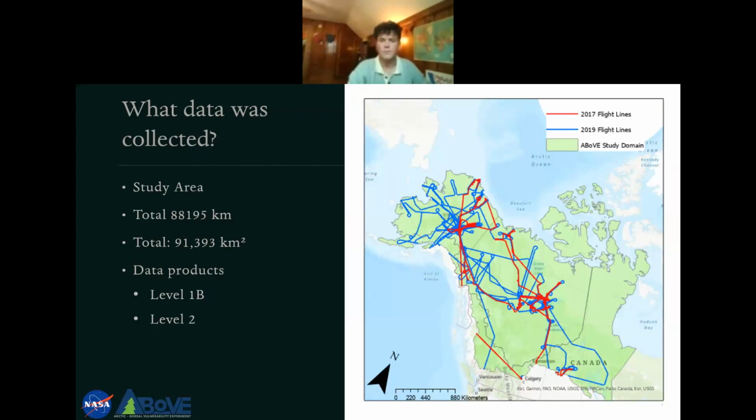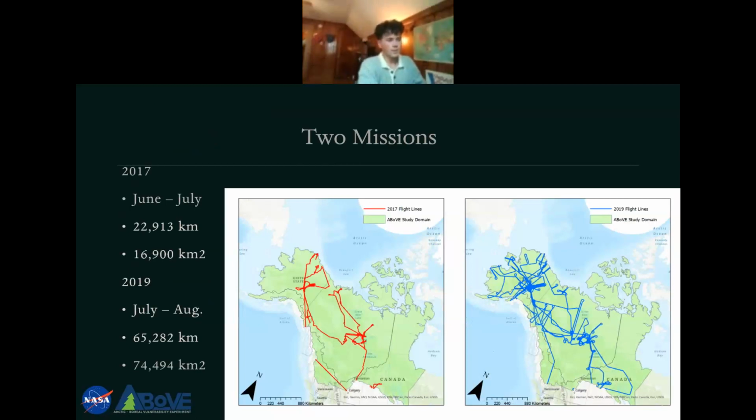Now, breaking it down a little further, like I said, 2 missions, one in 2017 and one in 2019. I can break down the difference a little bit. Slightly different times of year. The 2017 one was looking at June, July versus July, August in the second mission. And from the map, it's pretty evident. On the left, the red is 2017 versus blue is the 2019 flight paths.